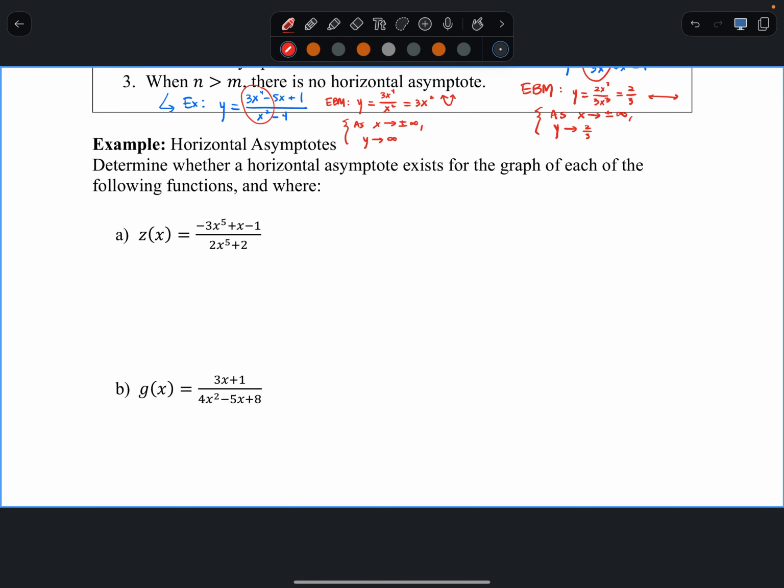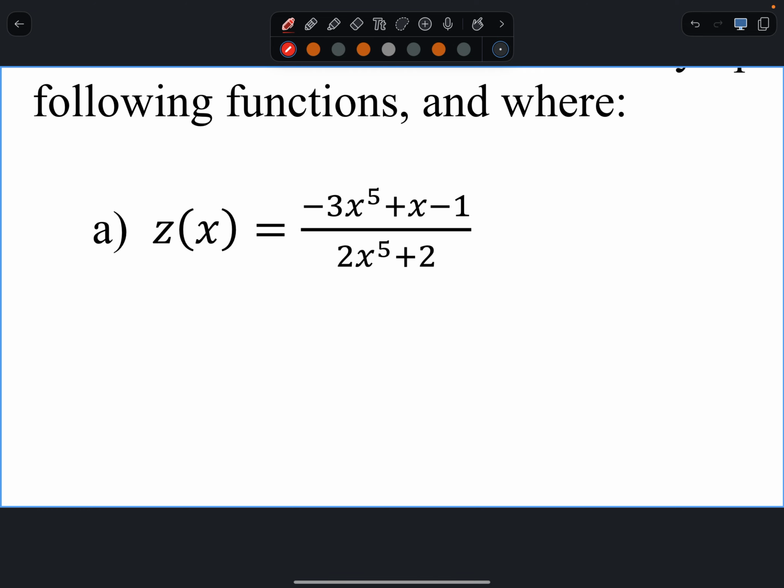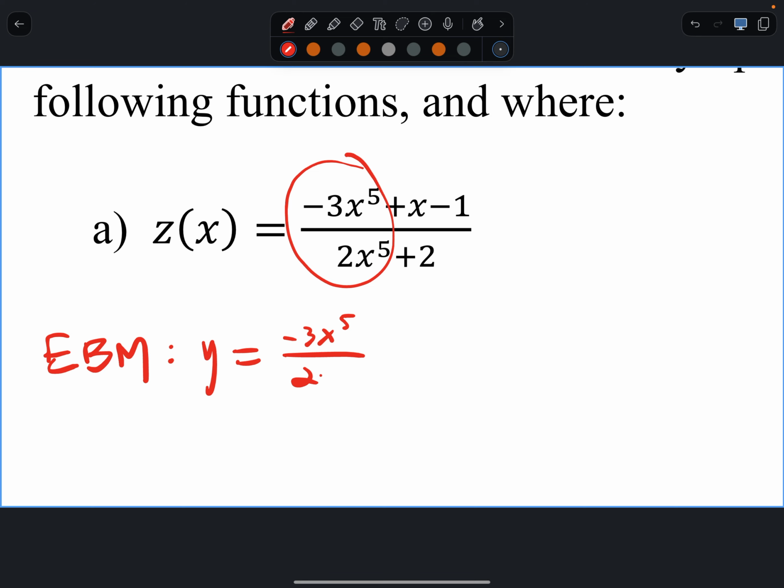Horizontal asymptote at y equals 0. Okay, last one on here. EBM. Take the ratio of those leading terms. What does that simplify to?